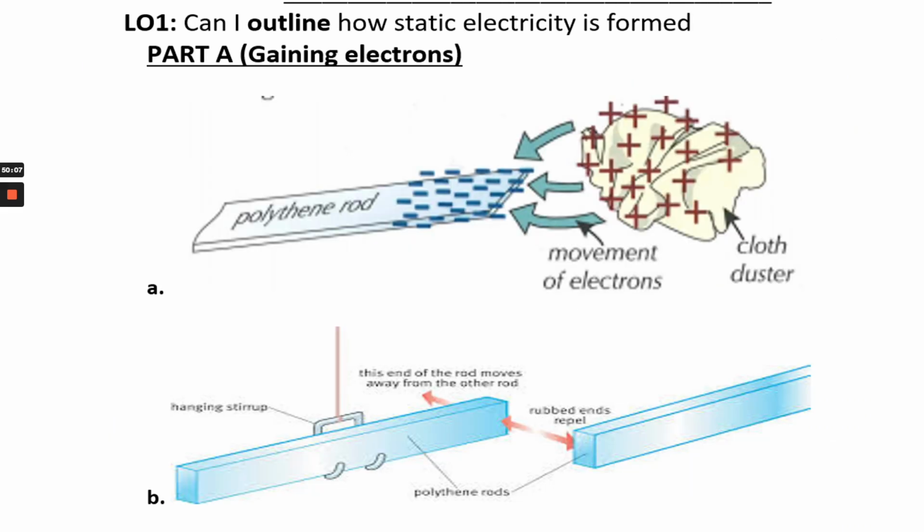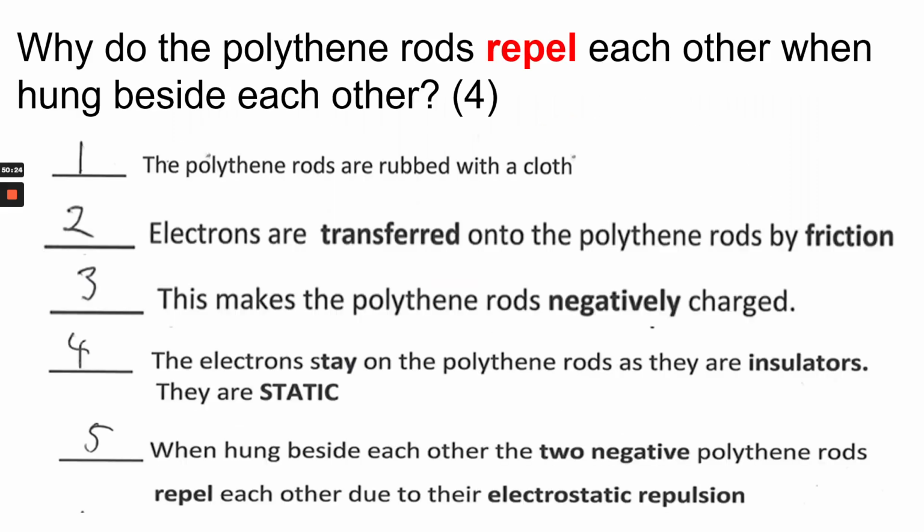So, can I outline how static electricity is formed? Here we have a polythene rod that's rubbed with a cloth. Electrons are transferred onto the cloth by friction, and if I hang the 2 rods together, they will repel each other because they are negatively charged. Just pause, and here's the answer as follows for 4 marks. They're transferred by friction, making them negative, and they will repel each other.